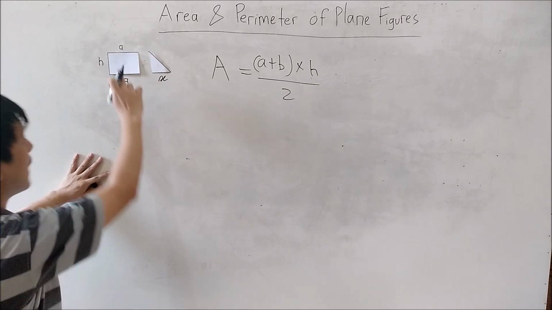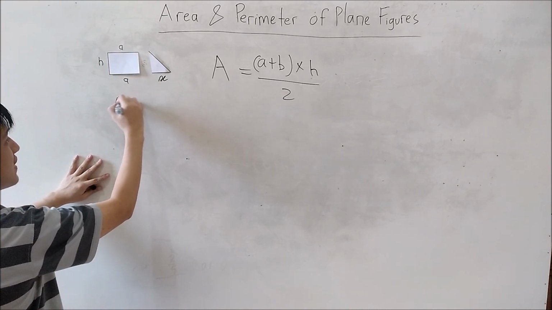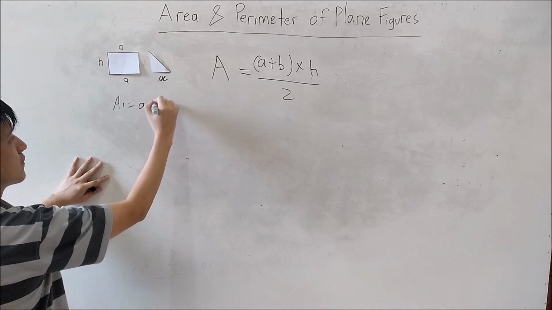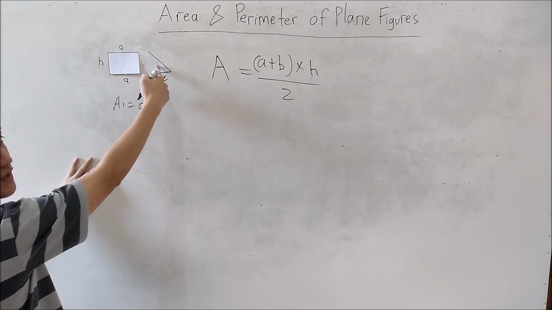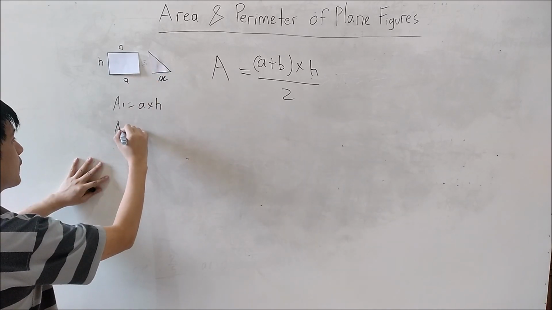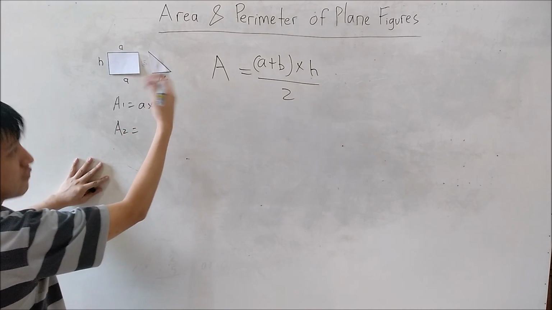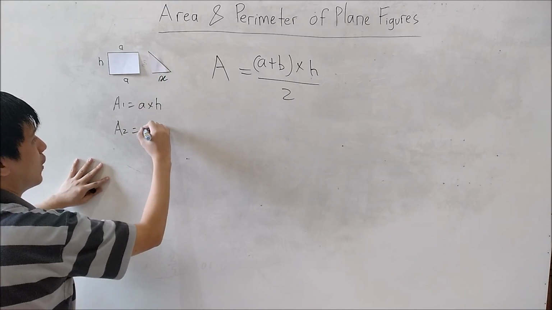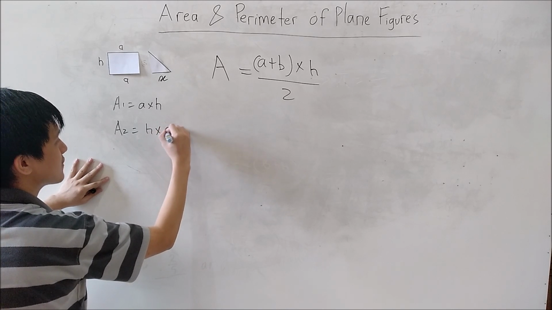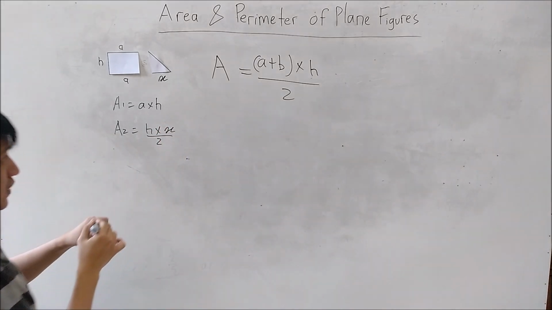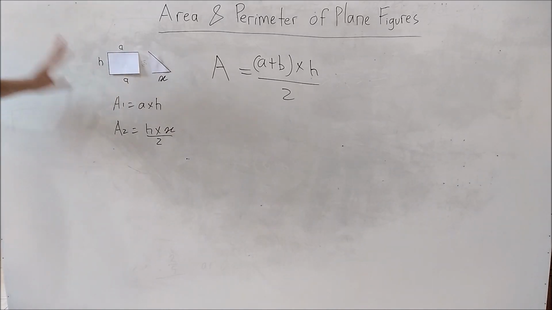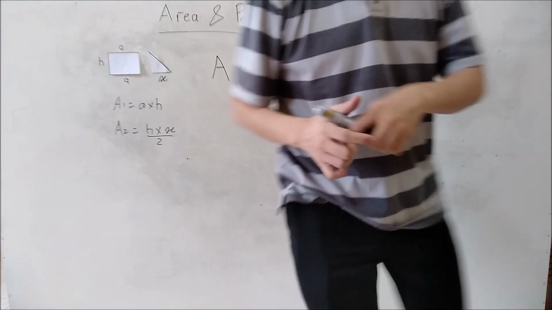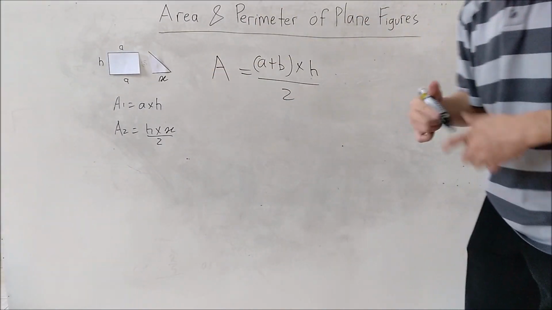The area will be the area of a rectangle, which is area 1. It is a times height. And then the area of a triangle will be, we have learned before, that this is also the height. So height times x divided by 2. Now, since we have these two areas, we will combine them together to get the area of the trapezium itself.